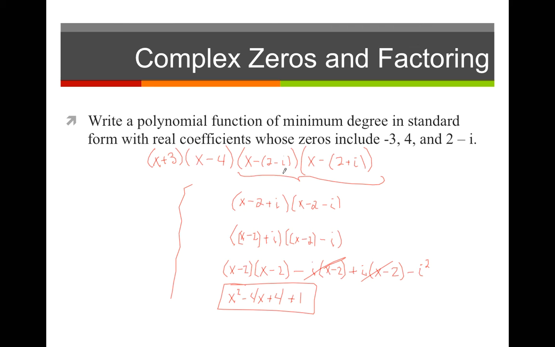All right, so I really wanted to show you how to write this here. Notice when it says minimum degree, don't start adding extra zeros to this problem. Don't do x plus 3 to the second power or x minus 4 to the third. You're just making more and more work for yourself.